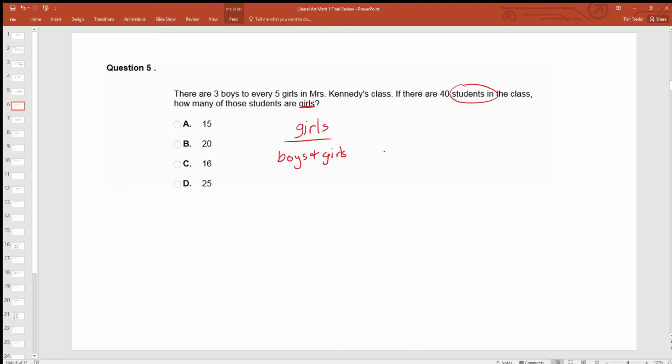and equals the same. So if there are 3 boys to every 5 girls, there are 5 girls, and then 3 boys plus 5 girls, there are 8 students. That's our ratio. And I want to know if there are 40 students, and if that ratio continues, what is the number of girls? So you can cross multiply and all that stuff if you want, but 8 times what equals 40? Well, 8 times 5 equals 40. So if I just multiply this times 5, I get the number of girls if there are 40 students.